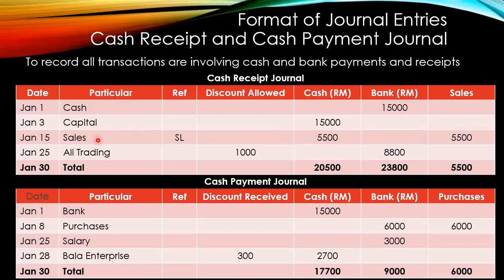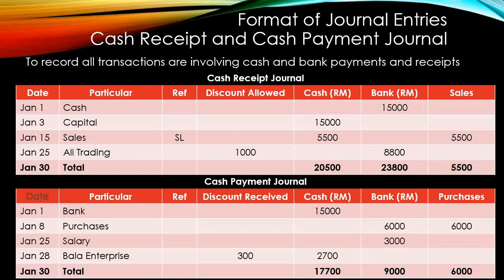And then you have cash sales. So cash sales, put it here under the cash. And then you also put the same figure under the sales, because I want to know what my total cash sales are at the end of the 30th January. Okay. And then when Ali pays us back, he only pays us back 8,800, because we have given him a discount allowed, or sales discount, of 1,000. And then you total everything up.